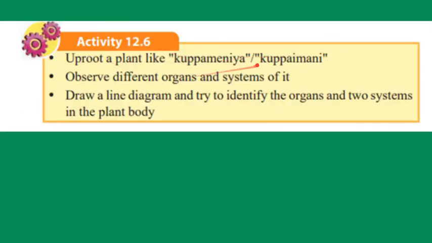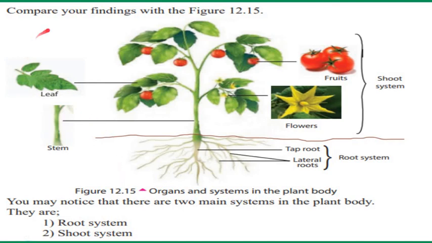Now you can do another practical by taking a Kuppermania plant. You can observe different organs and the systems of it, and then you can draw a line diagram to identify the organs and the two systems of the plant body. Now, if you did this practical, this is something that you will see. There are fruits, flowers, leaves, stems. Everything that is above the ground level is considered to be the shoot system. Taproots, lateral roots. The roots that are below the ground level, they form the root system.